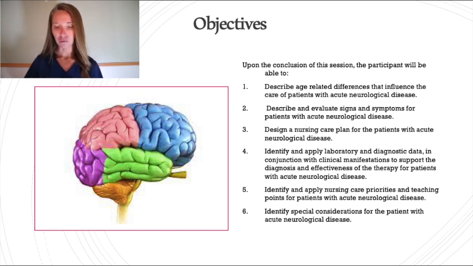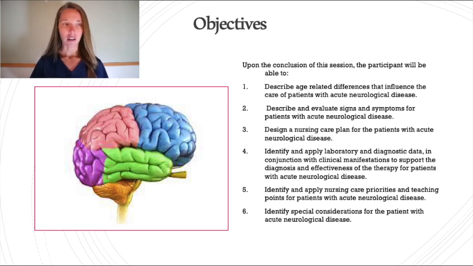We are going to evaluate our signs and symptoms of both traumatic brain injuries and our spinal cord injuries, as well as brain tumors. We're going to look at the labs and the diagnostic tests that we use for these patients, and we're going to prioritize, right?